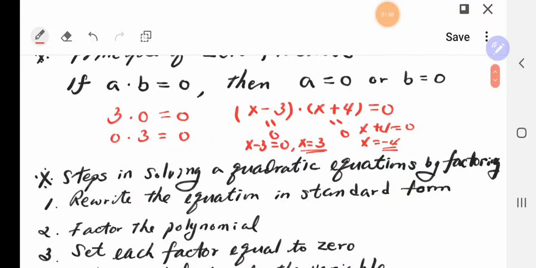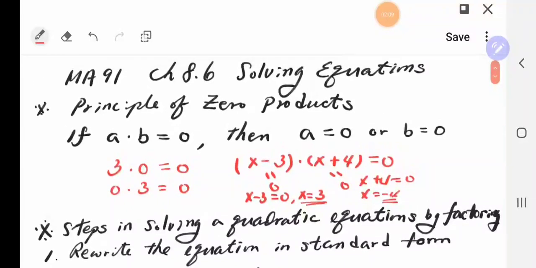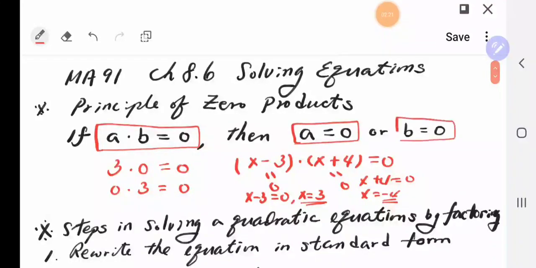So if one side of an equation is a product and the other side is 0, then we can set each factor equal to 0 so that we can solve for the variable from each factor. Then those will be the solutions of this equation. Make sure, this is a really important concept: if a product is equal to 0, then set each factor equal to 0. A is 0 or B is 0.